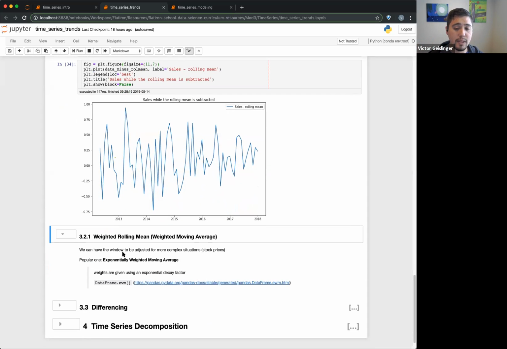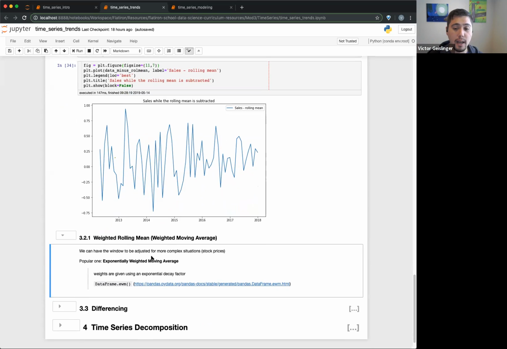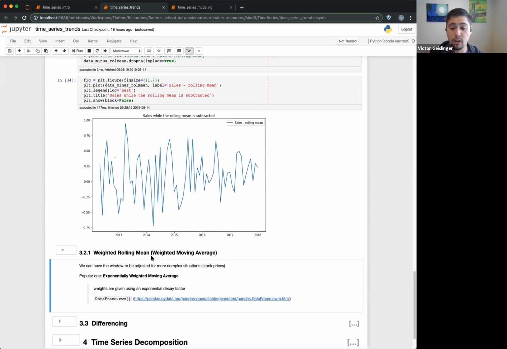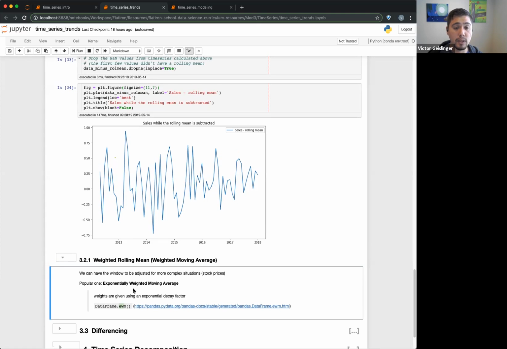One last thing to add here, the curriculum did mention a weighted rolling average or rolling mean. I think it's built into Pandas, exponentially weighted moving average, or weighted mean. Basically, it's the same idea as the rolling mean where we have a window, but you might, for example, have a decay factor where older values are punished more.